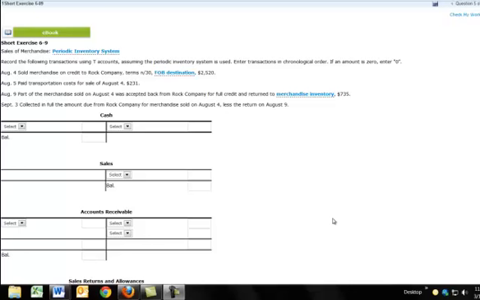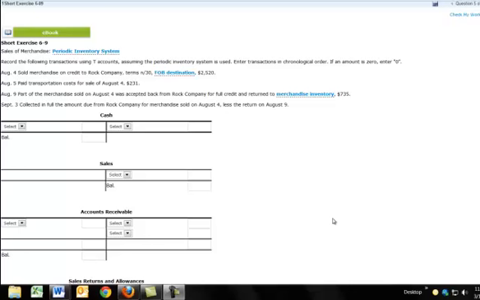So August 4th says sold merchandise on credit to Rock Company, terms N30, FOB destination, $2,520. So the terms N30 means that we need to be paid within 30 days. An FOB destination means that ownership does not change hands until merchandise reaches its destination. Therefore, the seller owns the merchandise and is responsible for the shipping costs.